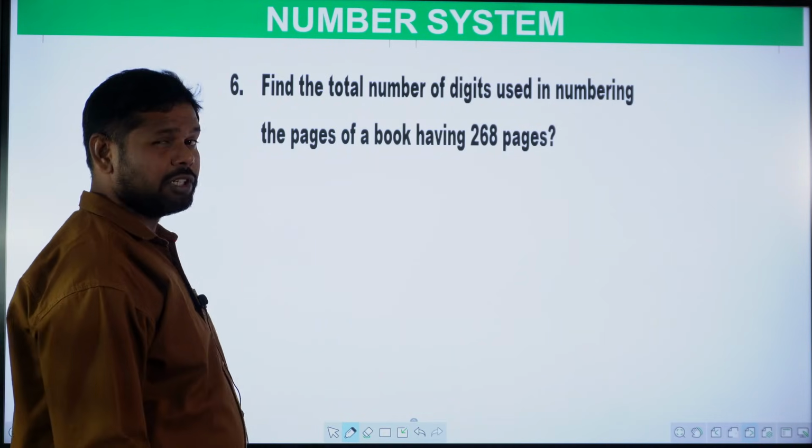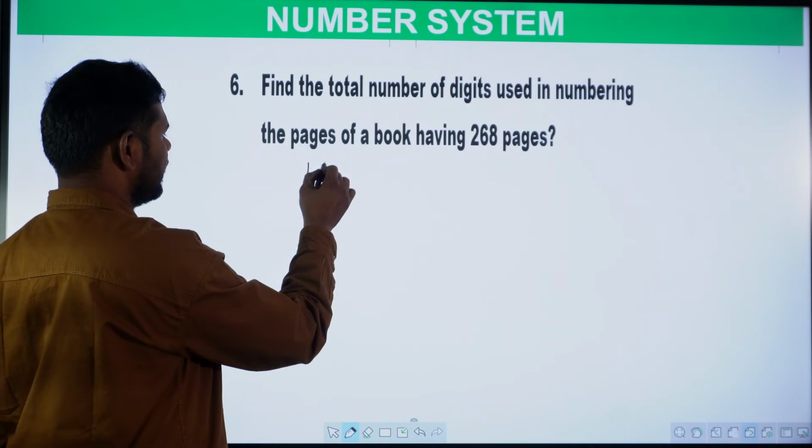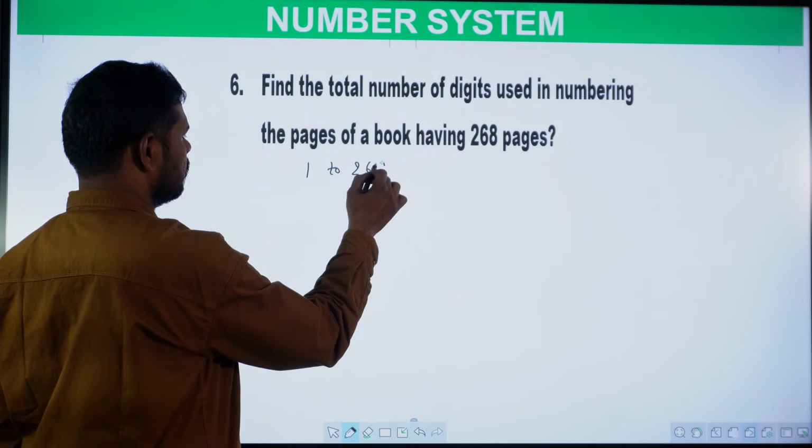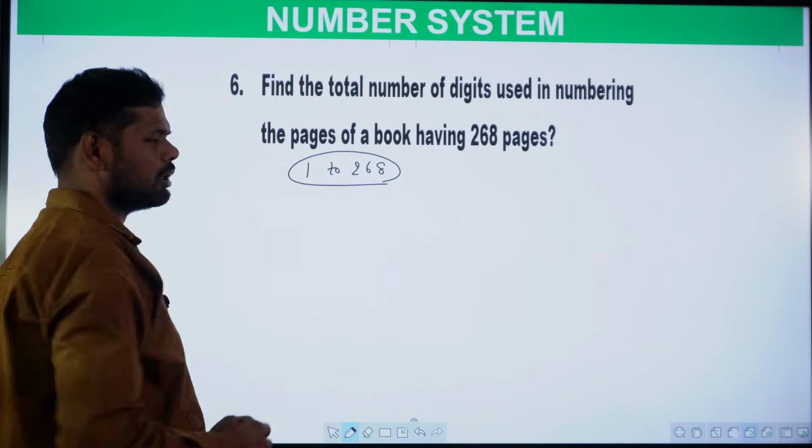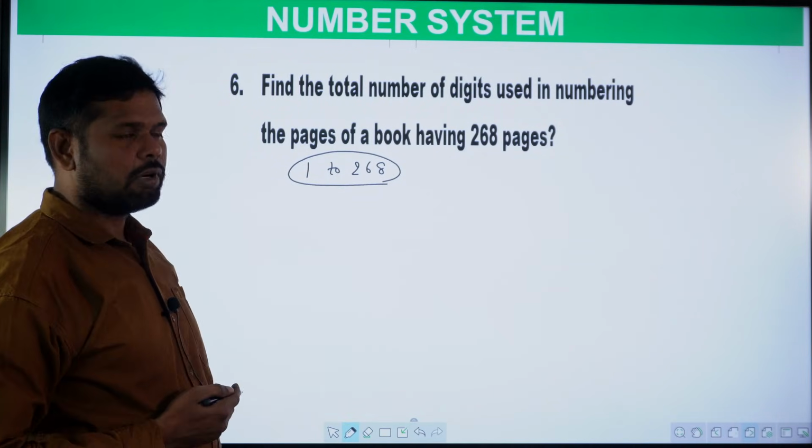Find the total number of digits used in numbering the pages of a book having 268 pages. So the question is framed like this. The numbering is 1 to 268. The book has 268 pages, meaning counting from 1 onwards only. So 1 to 268.